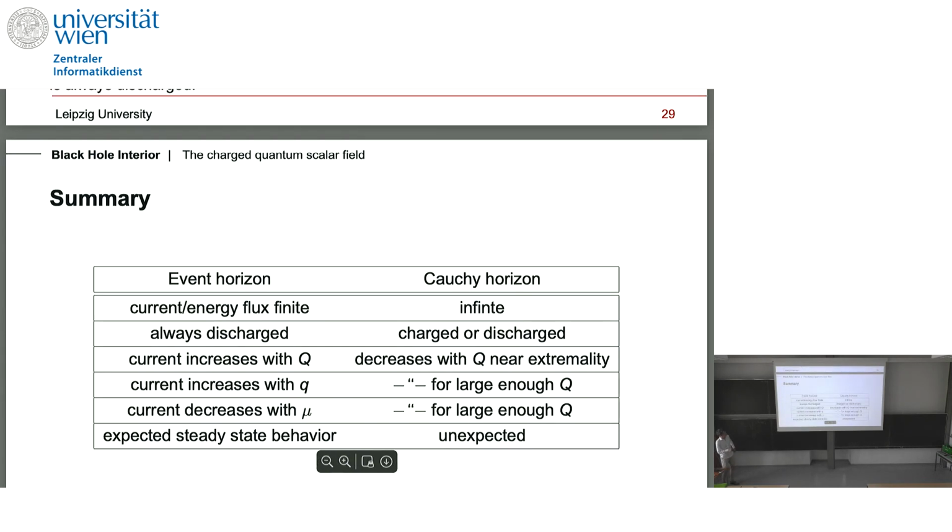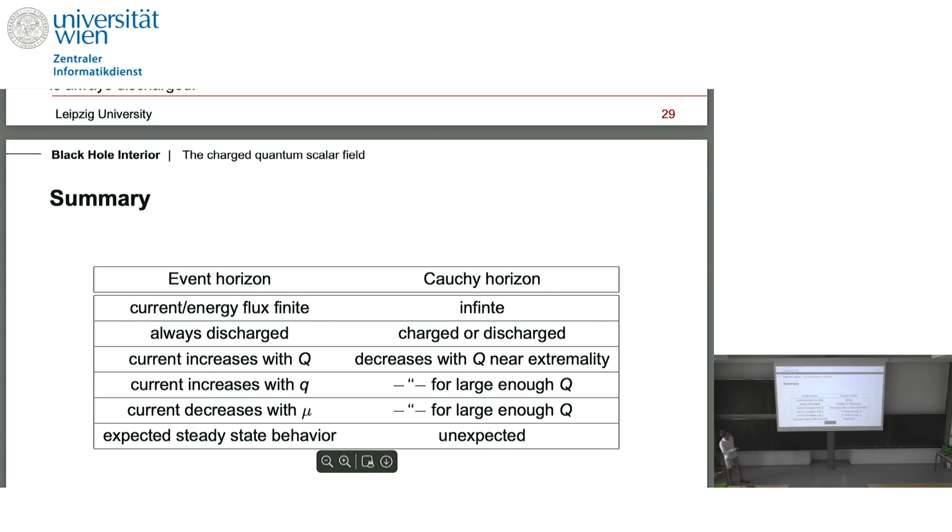Okay, so this is a summary. At the event horizon you have an energy current and a charge current, and they're both very small. They carry away energy and charge from the black hole. At the Cauchy horizon, on the contrary, they're huge and they even dominate over any classical effect. The event horizon is always discharged. The Cauchy horizon, or inner horizon, the same thing, can be charged or discharged.